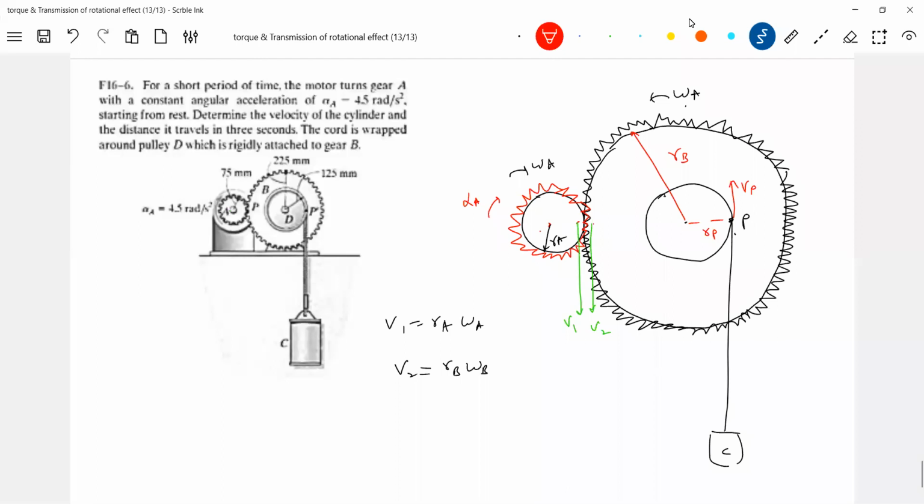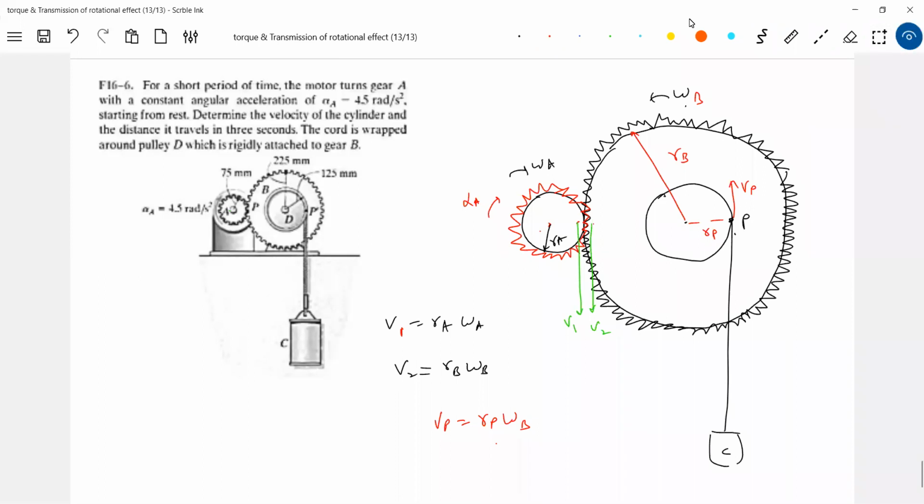Got it? So what is VP? VP should be equal to RP into omega A. V1 equal to RA omega A, V2 equal to RB omega B. What is VP? VP equal to RP into omega A.